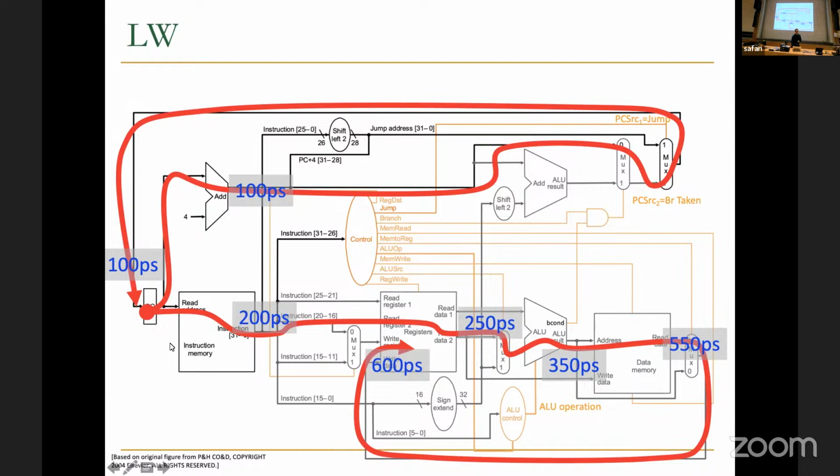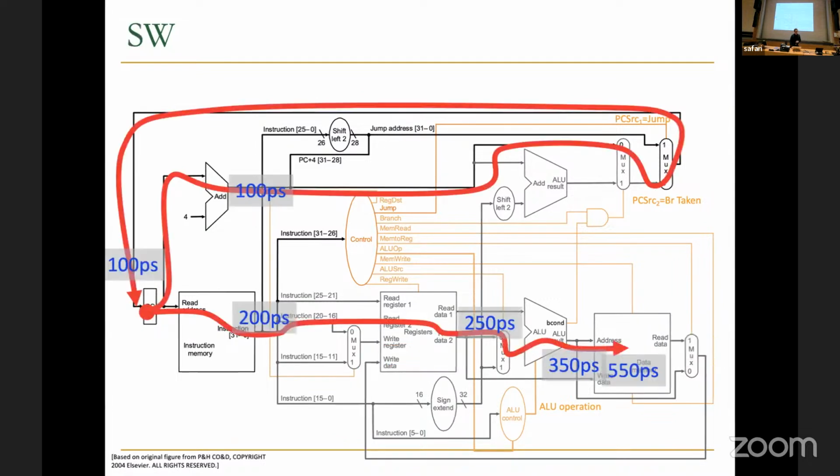So basically, you incur 200 picoseconds in memory, 50 picoseconds in the register file access, 100 picoseconds in the ALU, 200 more picoseconds to access memory to get the data, and 50 more picoseconds to write the data to the register file. So that's 600 picoseconds. And this turns out to be the longest delay, assuming these numbers.